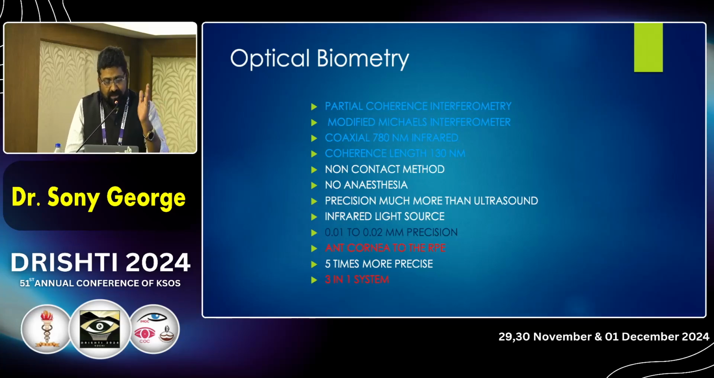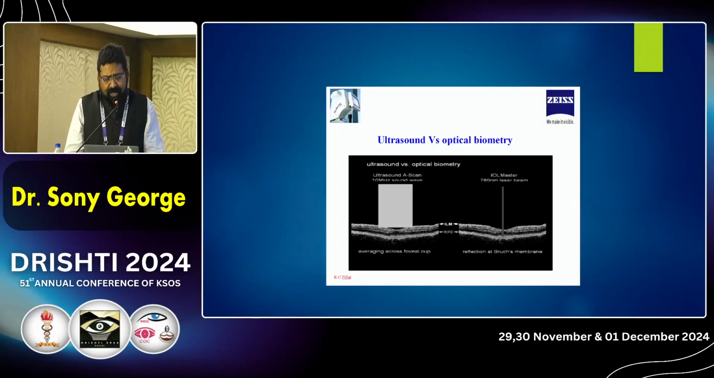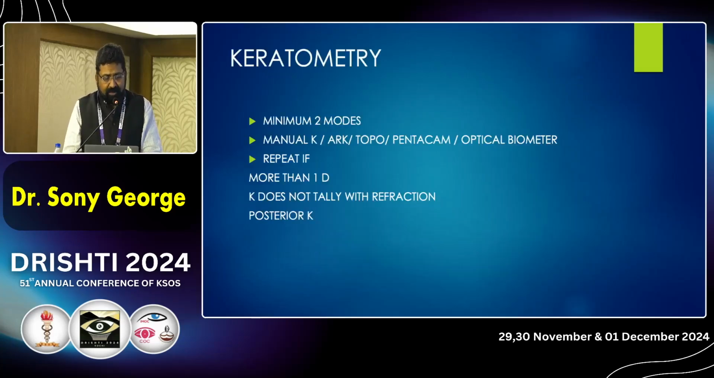is from the anterior cornea to the RPE. Very precise. Much more important is that it acquires all the information in one go. So clerical error is almost impossible in these cases, because the machine takes the keratometry also. There's no feeding in which happens. And nowadays with the KSOS OCT incorporated, things are even better.